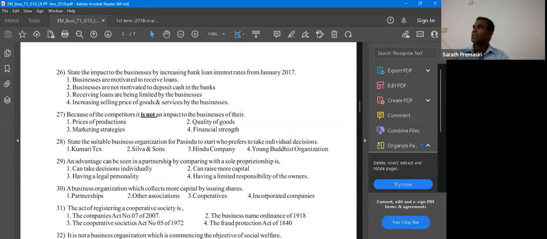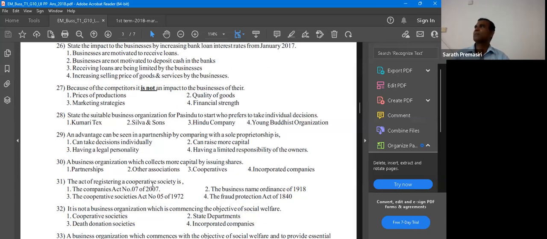What is the advantage in comparing with the sole trader? Can take decisions individually? Where partnership is unable to take individual decisions. Can raise more capital, because 2 to 20 partners are there. Having a legal person? Both partnership and sole trader are not having legal person. Having limited responsibility? No, it's unlimited responsibility. Then the answer is number 2. Can raise more capital.